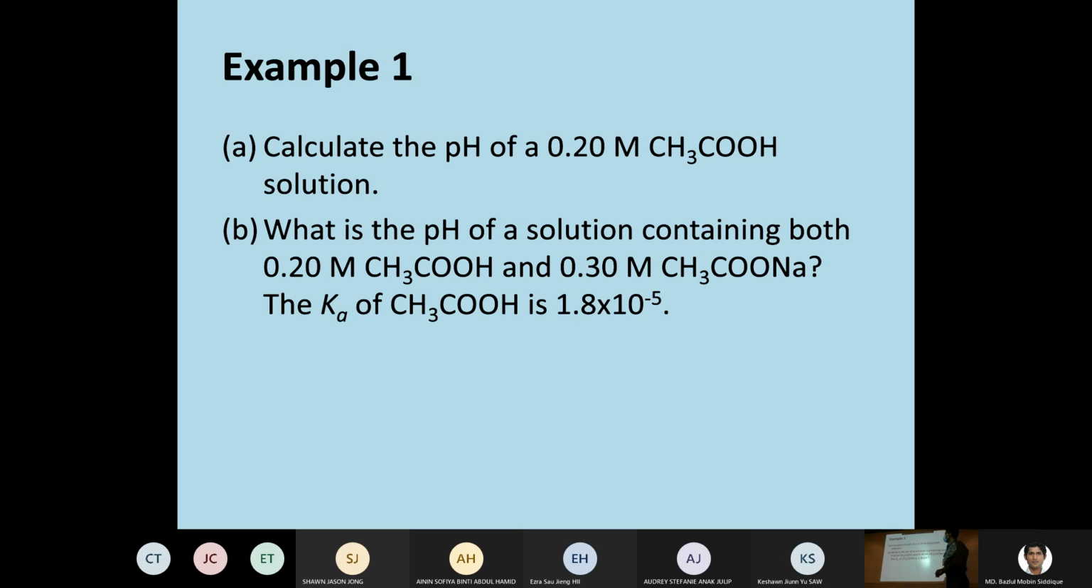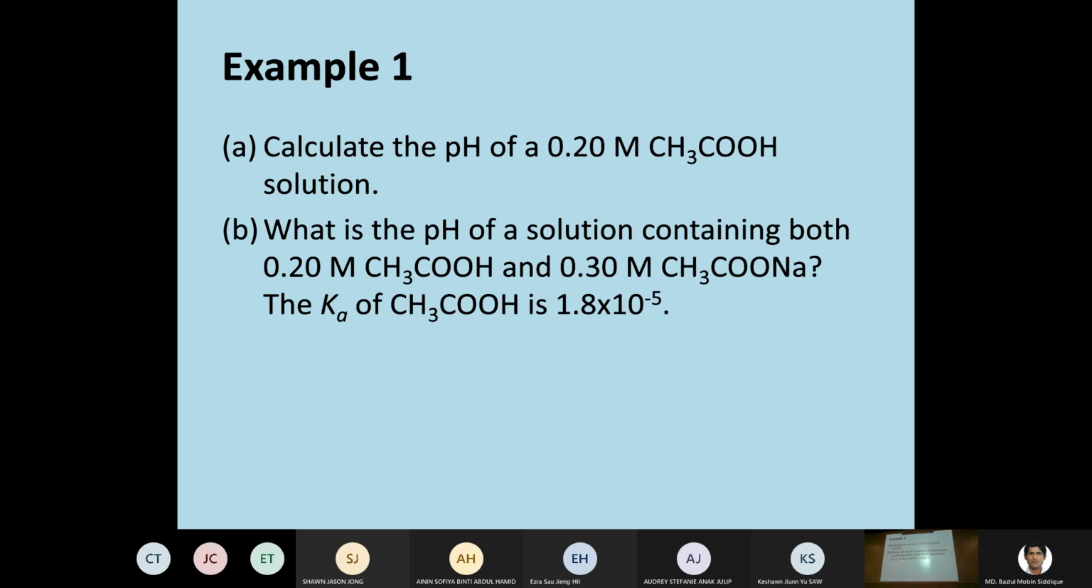Example 1 says: calculate the pH of 0.2 molar acetic acid solution. Here it is interesting that we are not going to do part A, example 1A, because this type of problem we have already solved many times, right? Familiar, right? Initial, then acetic acid is a weak acid. It's already done actually, I don't need to do it.